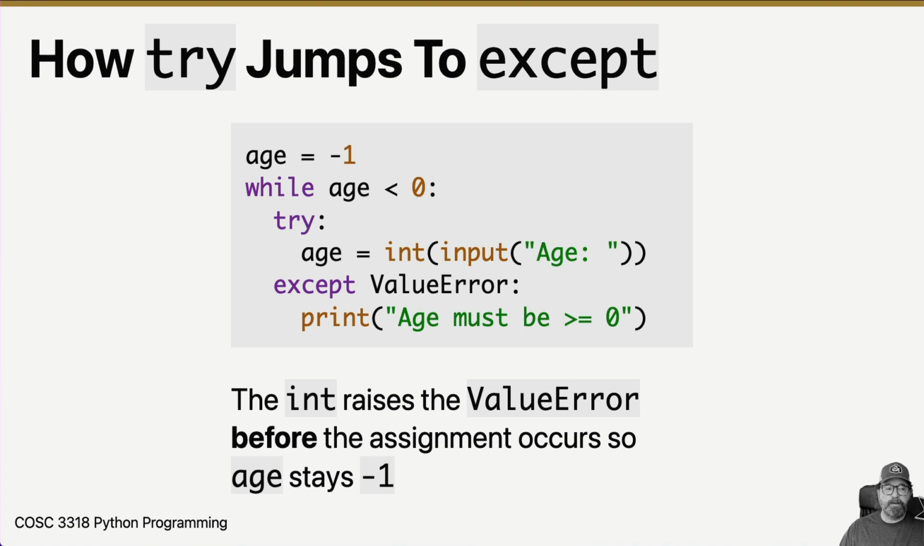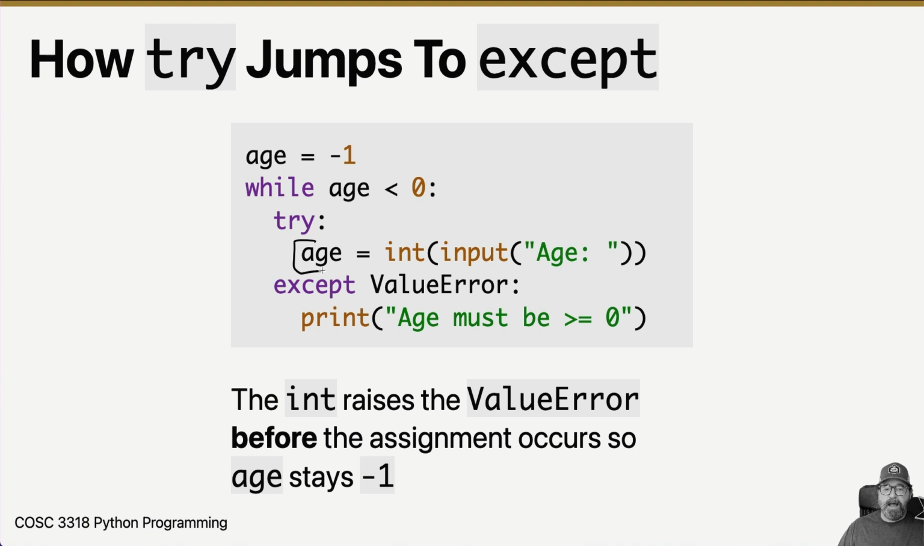What's really important to understand here is that integer, when it throws that value error, it doesn't even run this part. Okay, so age stays the same. It stays -1. And then we end up printing and looping. All of this stuff here is owned by the while block.